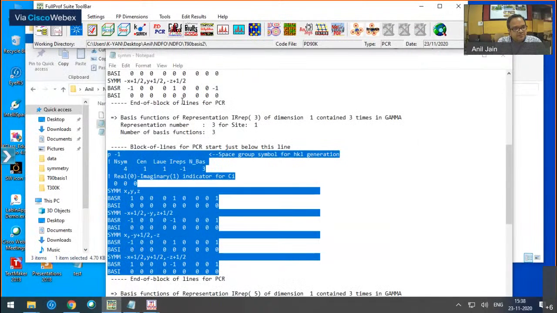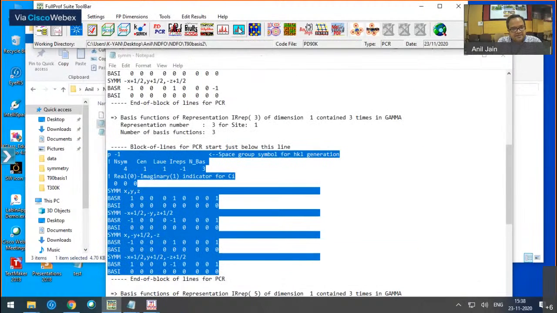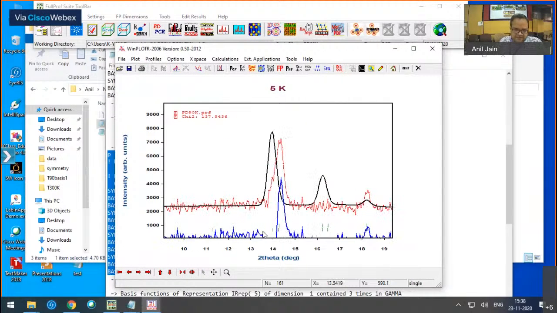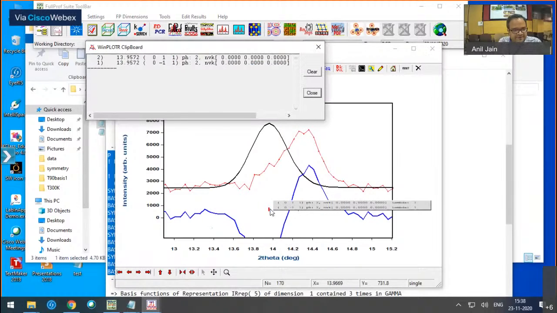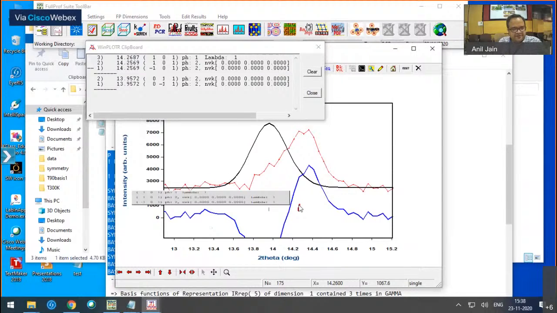Now you can see it is trying to generate some intensity. Of course, it is a little bit shifted, so we have to see it. It means it is generating the intensity for the peak 0, 1, 0, but the actual peak looks to be at a slightly different location.